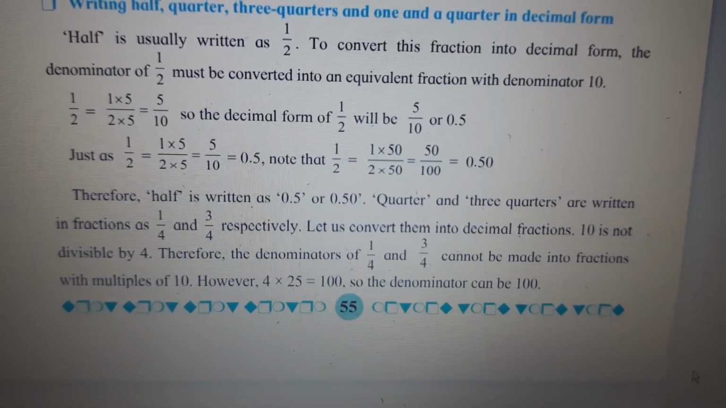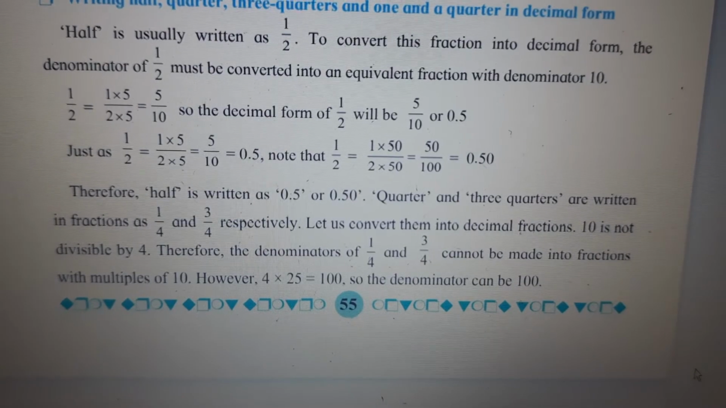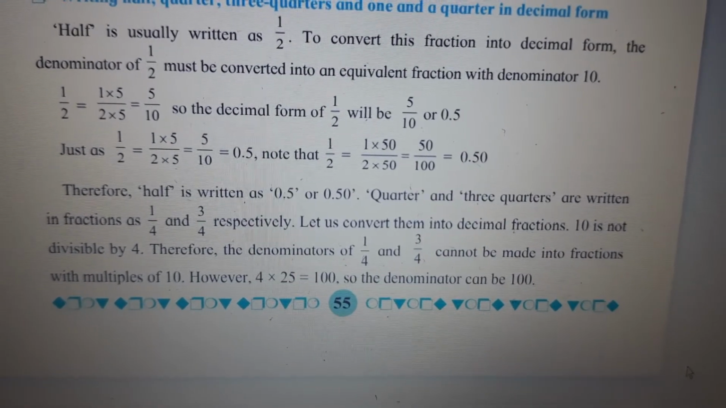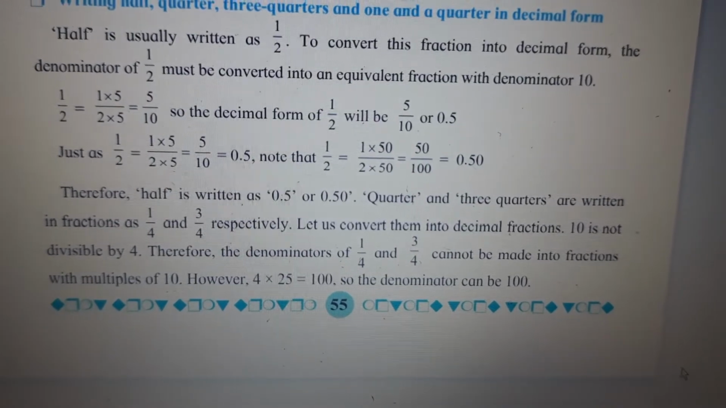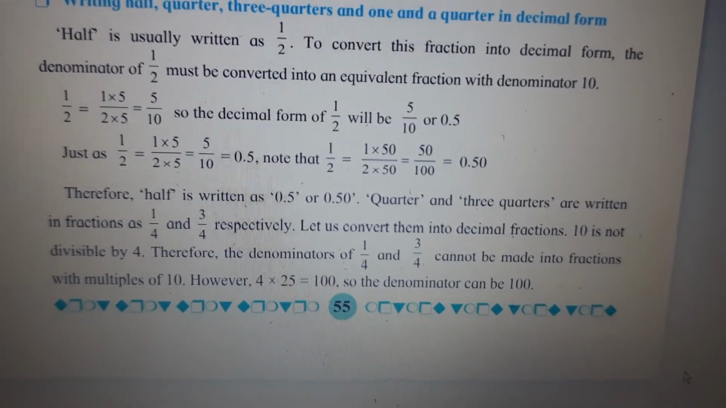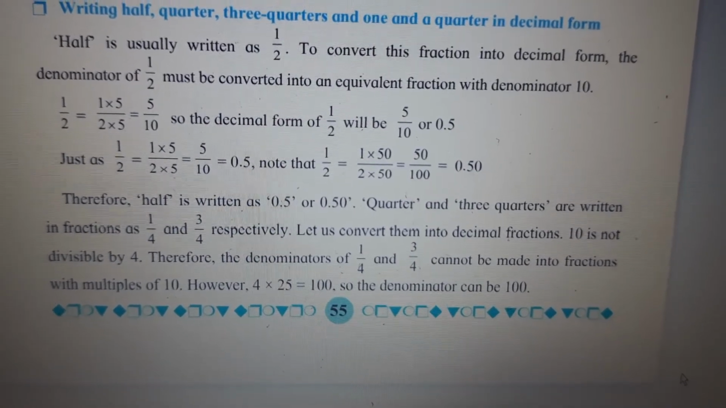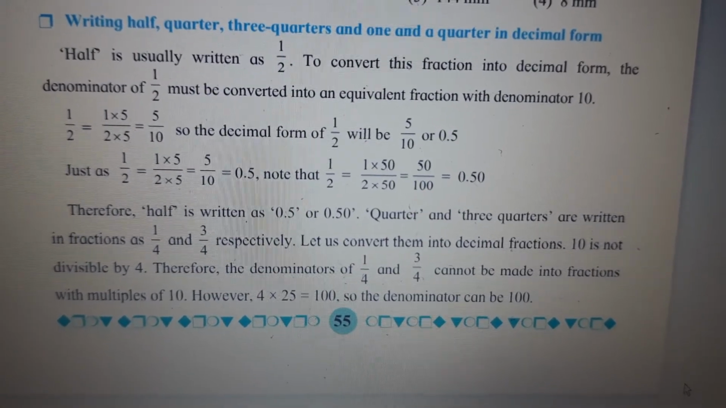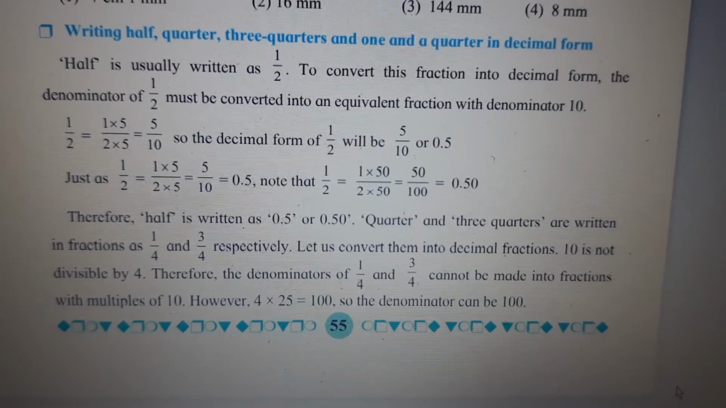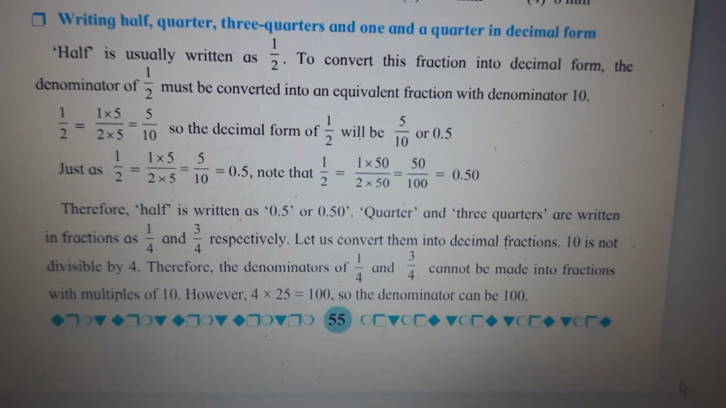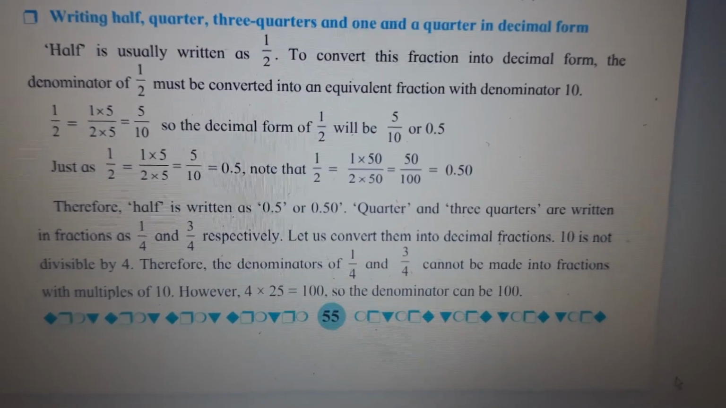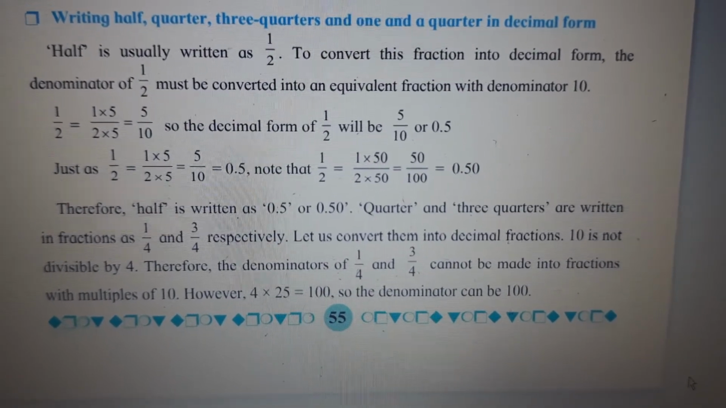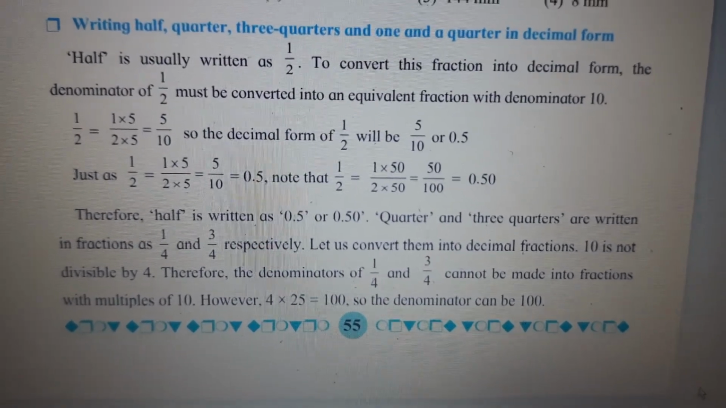So 1 upon 2, you multiply by 5, so you get a denominator 10. But in the case of 1 upon 4 and 3 upon 4, we cannot have 10 because 4 multiplied by any number is not going to give you 10. Right? No? 4 2s are 8. 4 3s are 12. So there is no 10 anywhere in the 4's table. So 4 into 25 gives us 100. So the denominator can be 100, children. Hope this is very clear and understood.